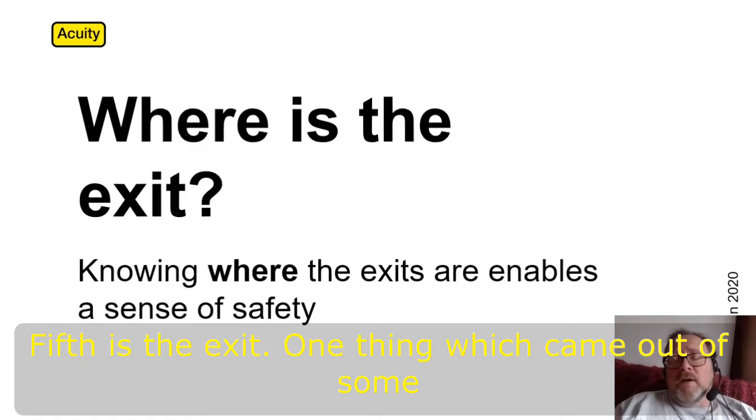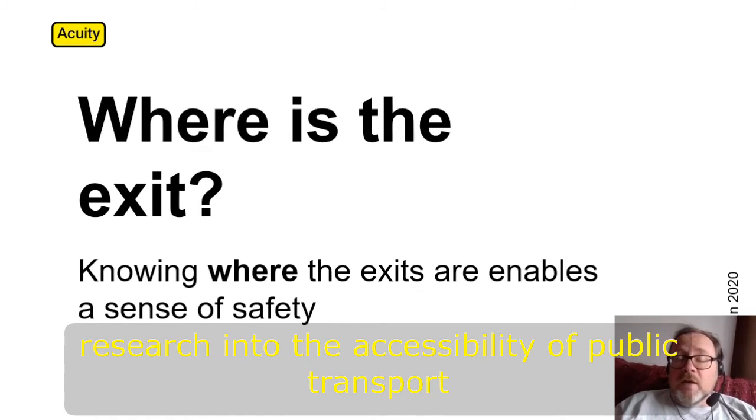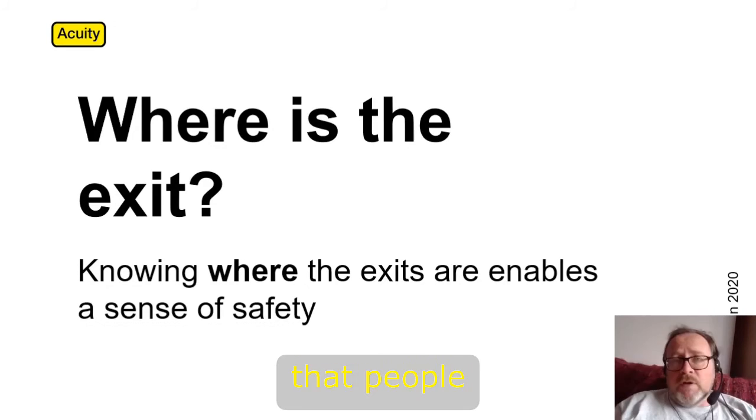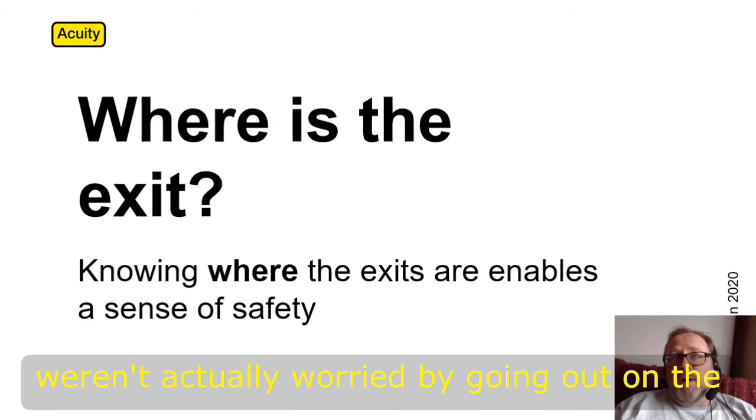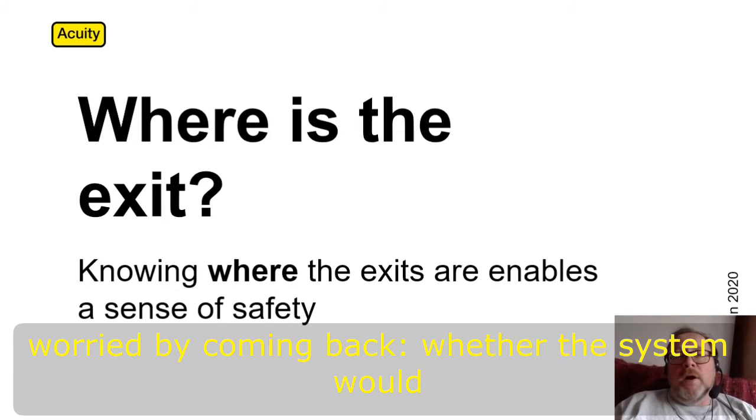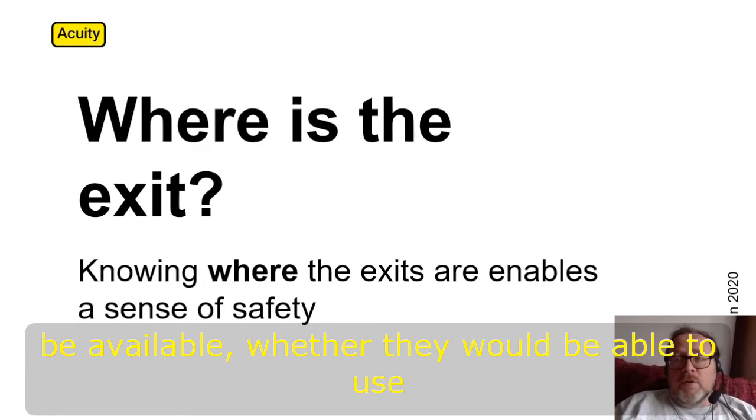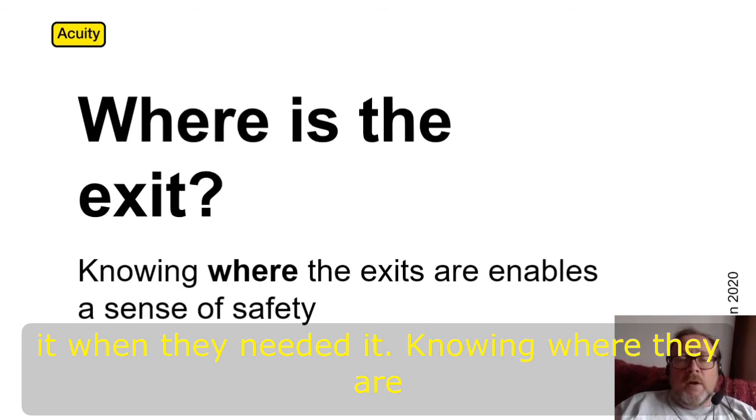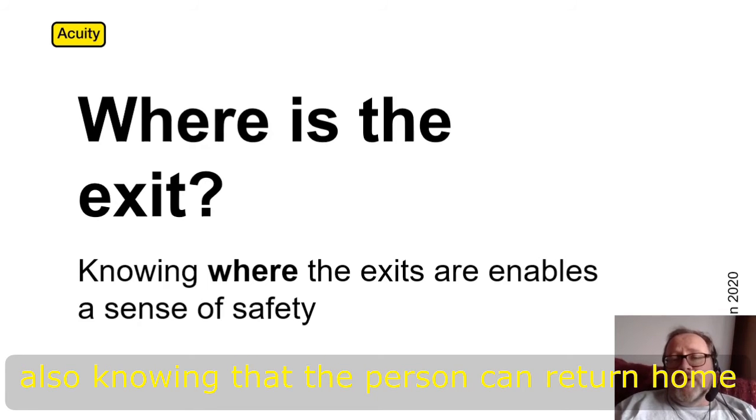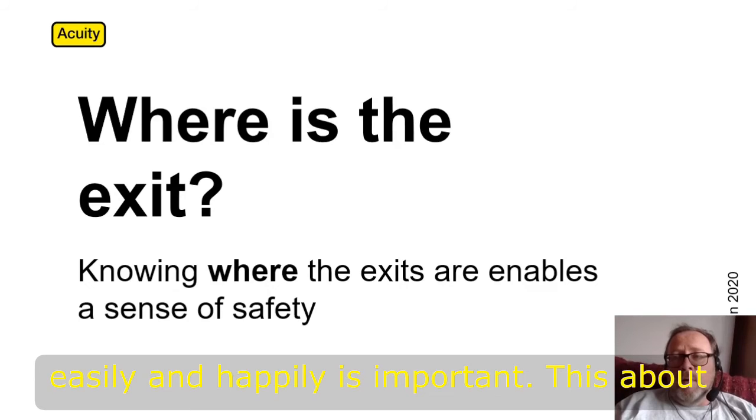One of the things which came out of some research into the accessibility of public transport systems for older people was an interesting result: people weren't actually worried by going out on the public transport systems. They were actually worried by coming back, whether the system would be available, whether they would be able to use it when they needed it. Knowing where the exits are, both in terms of the safety of the building, but also knowing that the person can return home easily, happily, is important.